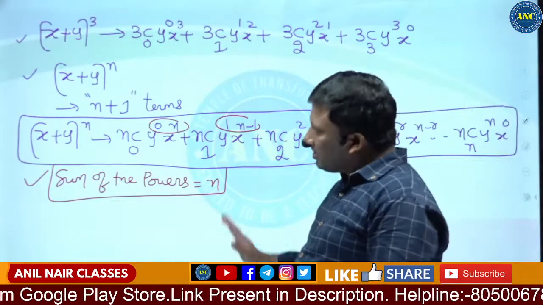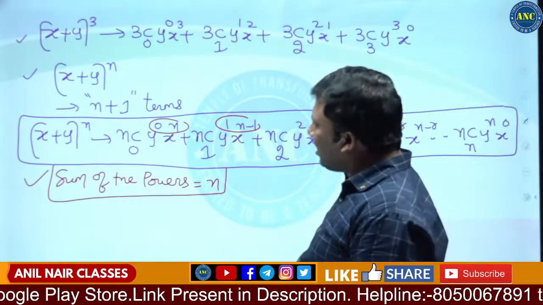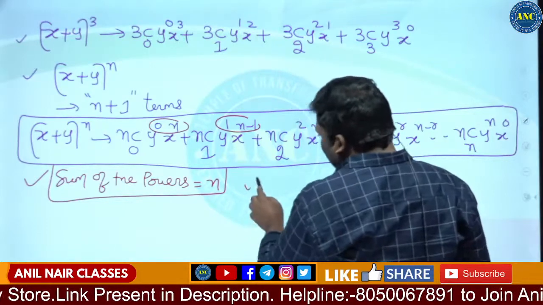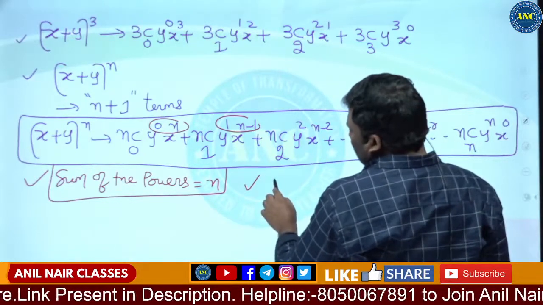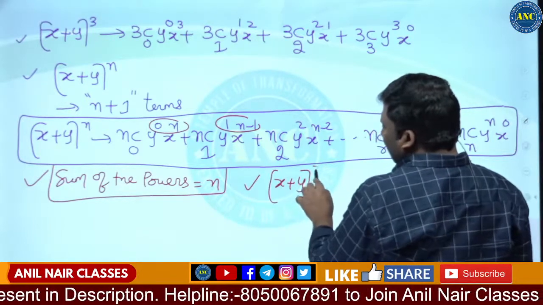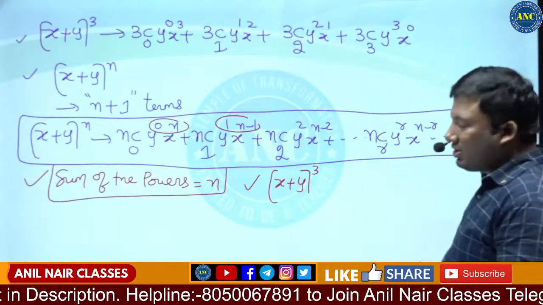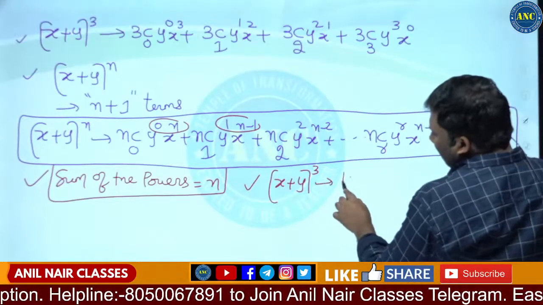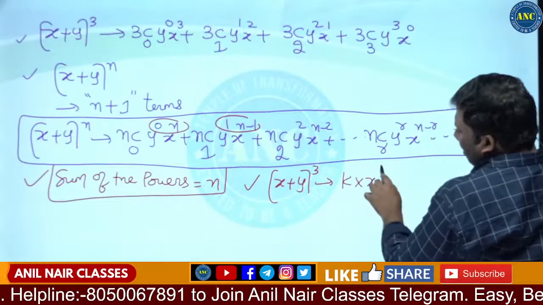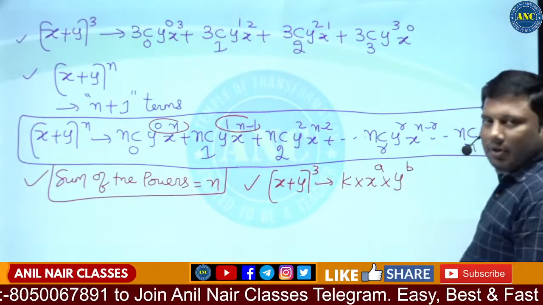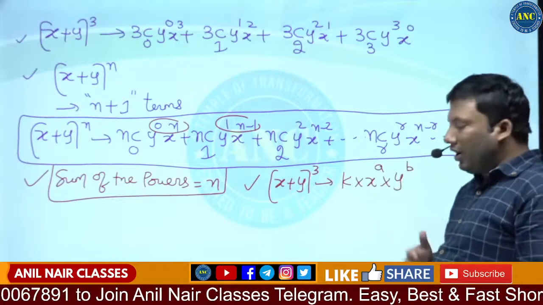Are you all with me? Second key point. I hope it is clear. Now if you see here, another very important key point. Suppose x plus y power 3 is there. A term can be written as k into x power a, y power b.